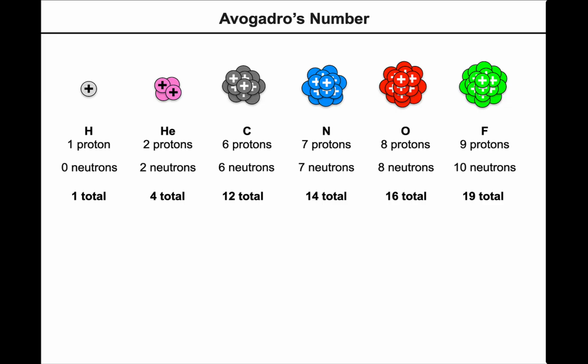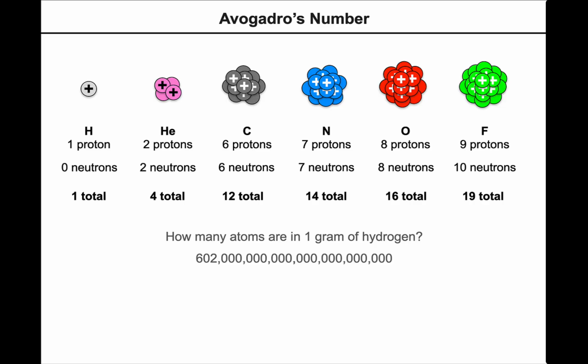Here is a list of our favorite atoms. And here's a question. How many atoms are in 1 gram of hydrogen? Well, you saw that a few times, right? That was the 6 little gray circles. That weighed 1 gram. And each little circle represented 100 sextillion, right? So we have Avogadro's number, 602 sextillion atoms.